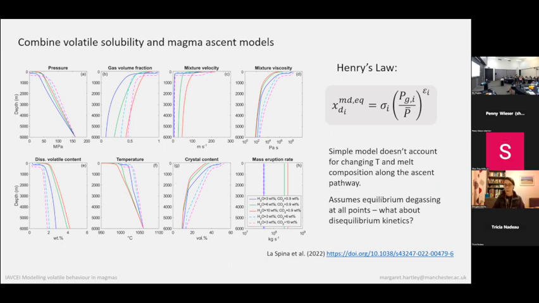So what about disequilibrium kinetics? When you're in a conduit, the mixture velocity is changing very rapidly, particularly in the very upper part of the conduit. And so one of the things that observational researchers might like to be able to do is to take these equilibrium models and integrate them with some understanding of diffusion or nucleation of gas bubbles to try and understand the interplay between equilibrium and disequilibrium, exsolution and kinetics.